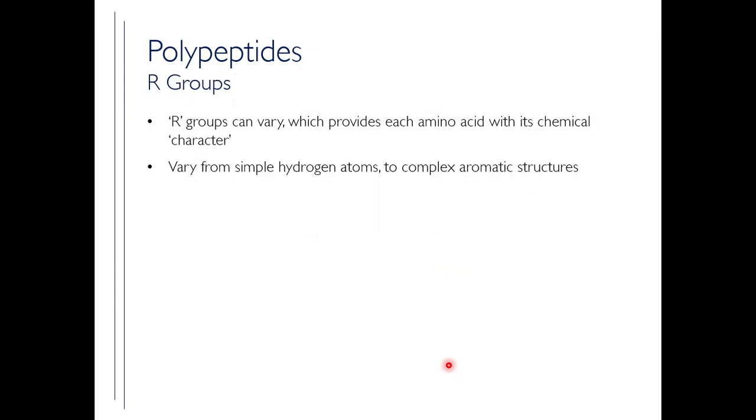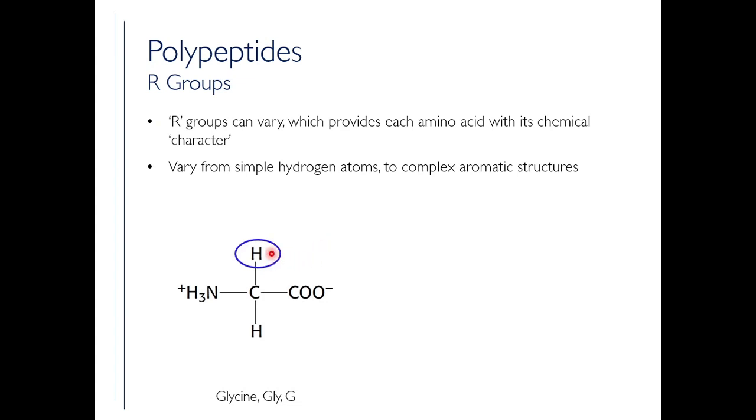Looking more in depth at the R groups, it's the R groups that provide each amino acid with its chemical abilities, its character, which then overall dictates the tertiary structure of proteins and what shape they actually fold into, and therefore what function they have. And again, as I said, it varies from really small, tiny, single hydrogen atoms, to complex aromatic structures.